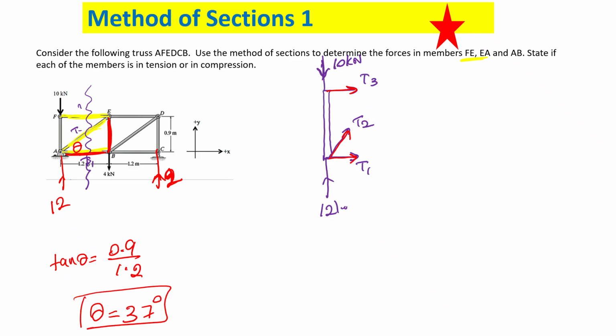Okay, 37 degrees. Okay, now you have a rigid body. What are the equilibrium conditions you can apply? All the forces in the x direction should be equal to 0, y direction should be equal to 0, moment about a point should be equal to 0. You need to consider them. You have 3 equations, you have 3 unknowns.